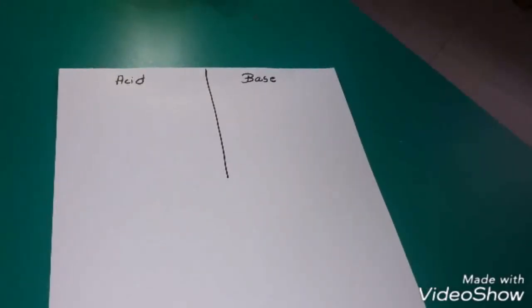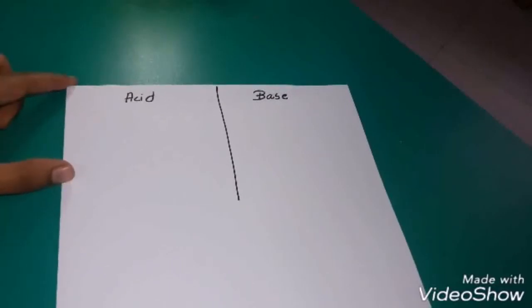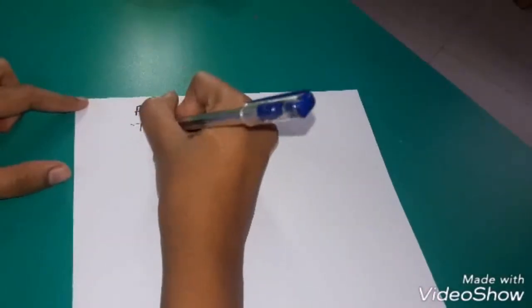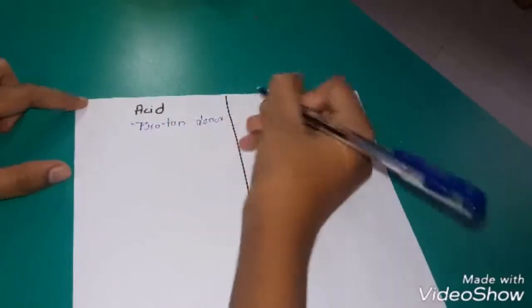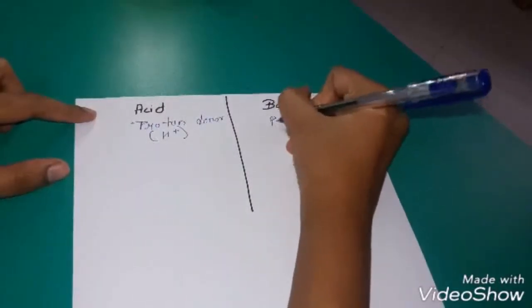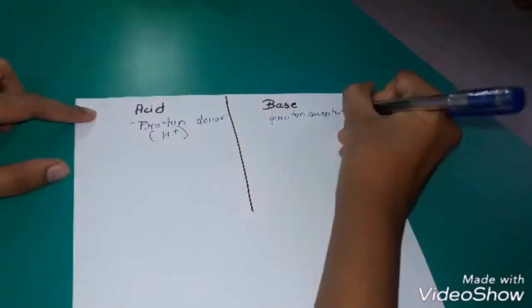During my last video we discussed acidic amino acids and basic amino acids. So it is the same. Acids are the proton donors. Proton means hydrogen ions. Bases are proton acceptors.